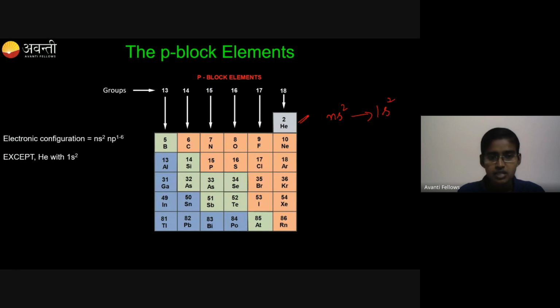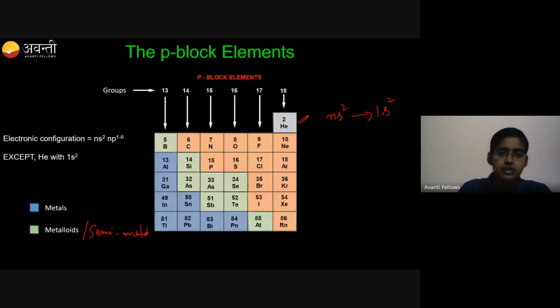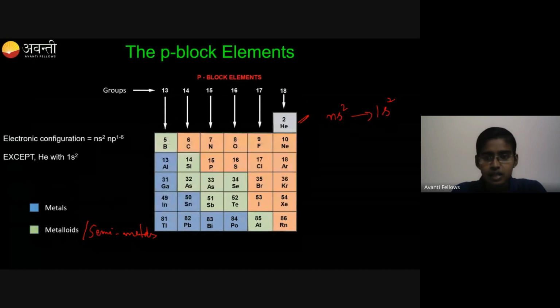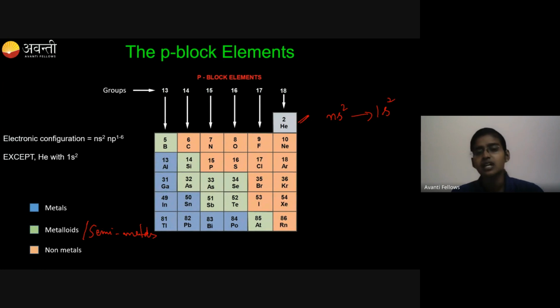And in this particular picture, you can see the color differentiation given for some elements. There are some blue color elements, which are aluminium, gallium, indium, tin, thallium, lead, bismuth, and polonium. These are metals. All the blue color elements shown to you are metals. And the light green color shown to you, they are metalloids. Metalloids are nothing but semi-metals. And the red or light orange part, they are non-metals.